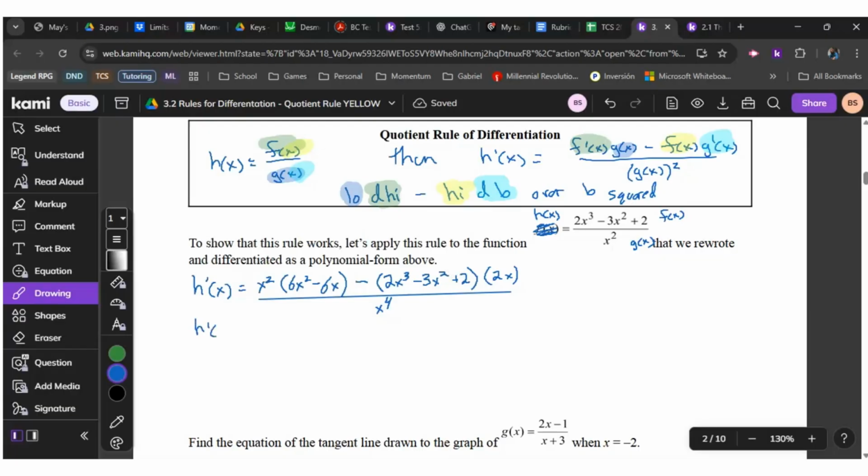Wait. X2 is the derivative of f of x? No, the derivative of f of x is 6x squared minus 6x. But my question is, first f of x, and you put first g of x.